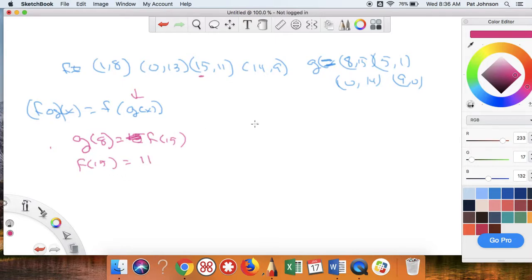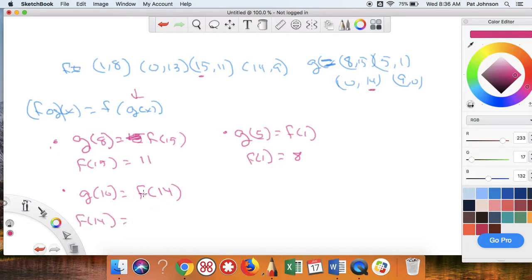11, right? Then I'm going to do g of the next one, 5, and I'm going to get 1. Then I'm going to do f of 1. I go to f, here's my f function, and f of 1 is 8. Remember, it's just the y value. Then I'm going to do g of 10, and I get 14, right? And I want to do f of 14, which equals 9. Then I'm going to do g of 9, gives me 0, right? So now f of 0, so f of 0 is going to be 13.